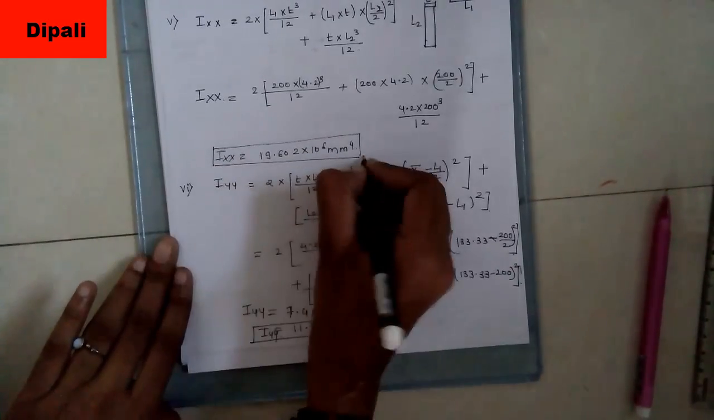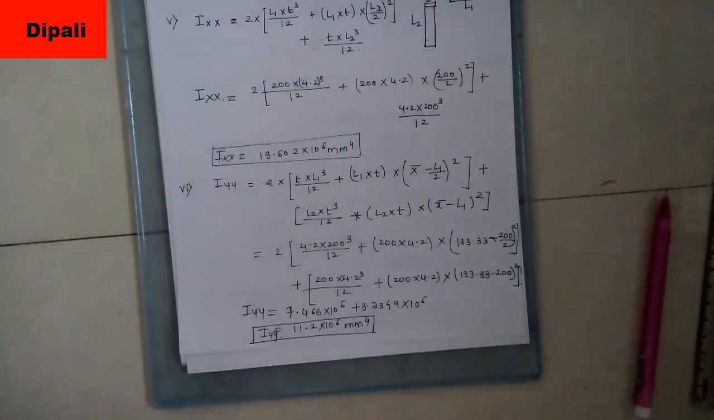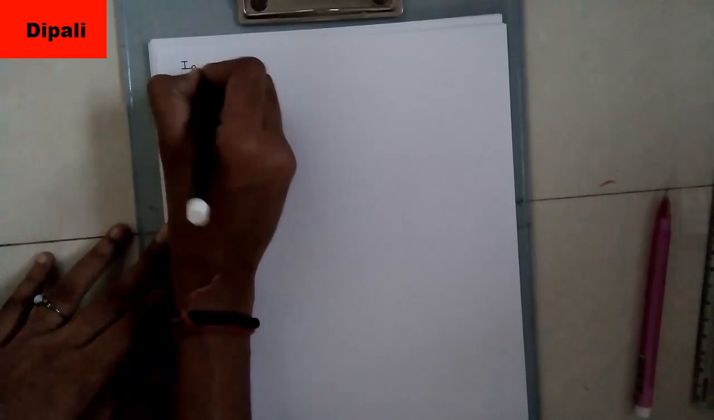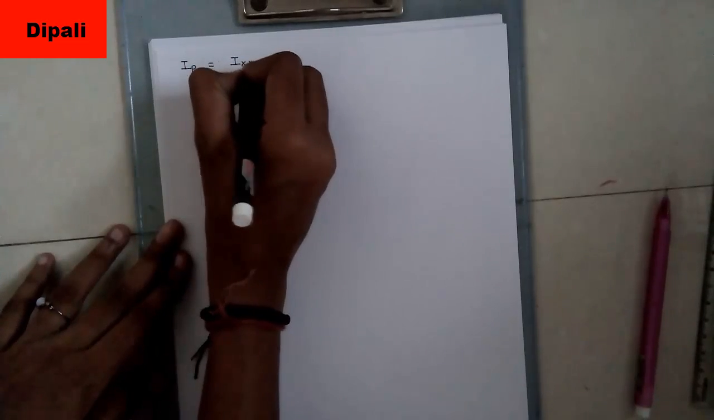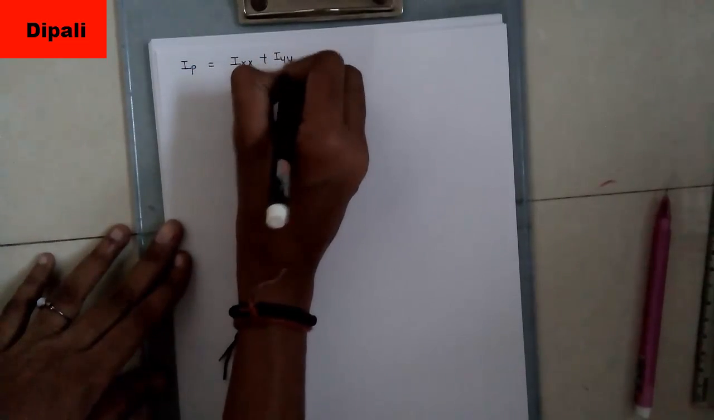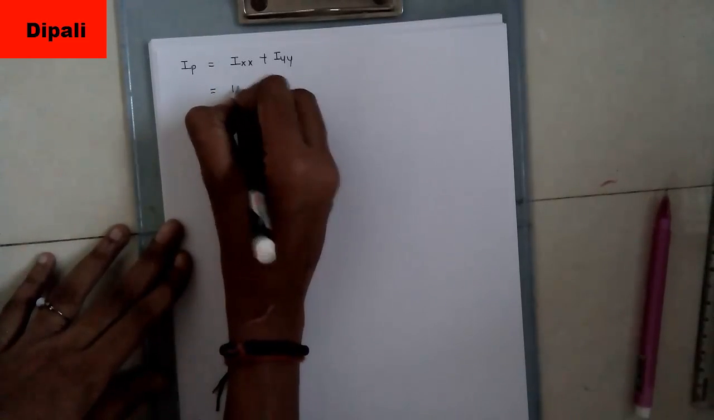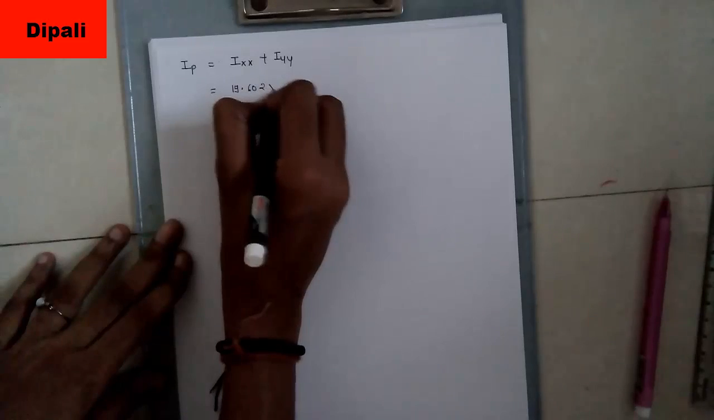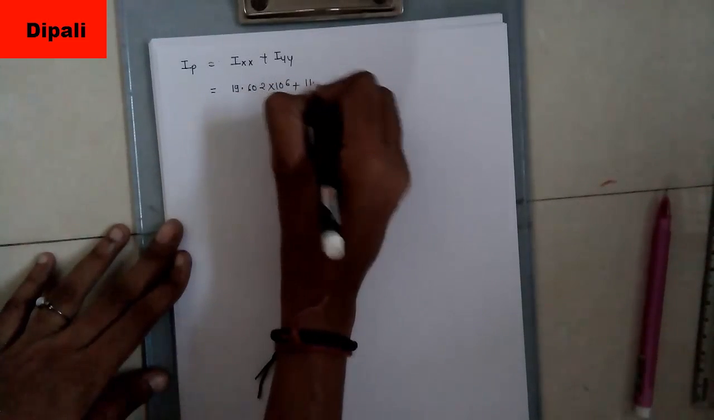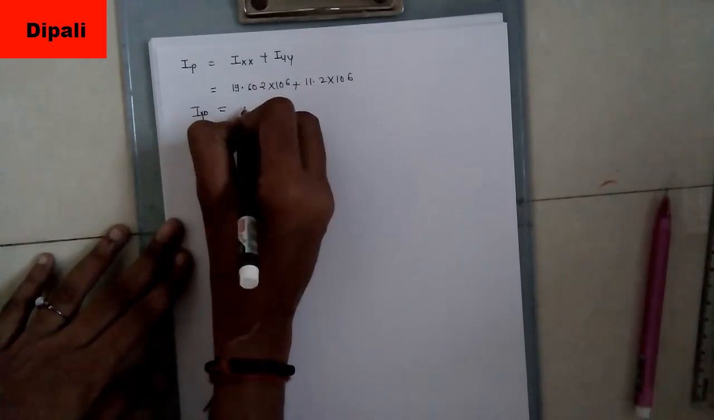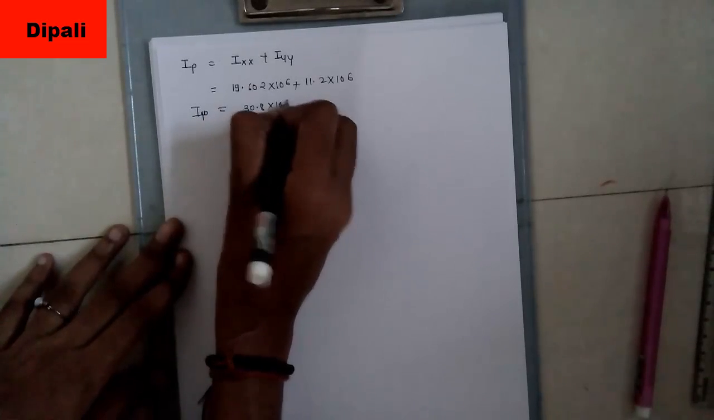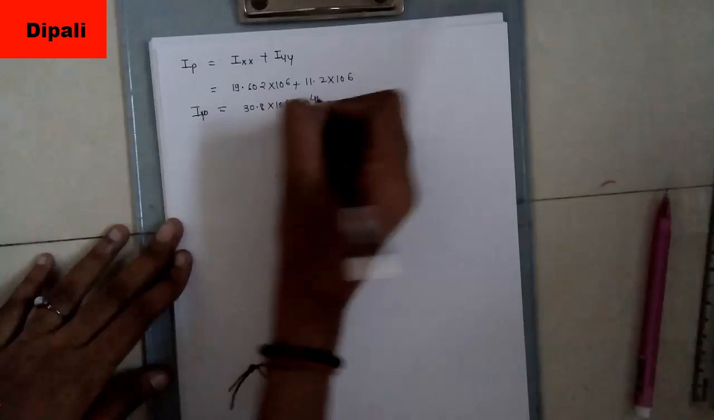After that we have to calculate the polar moment of inertia of weld. Okay, this polar moment of inertia of weld is denoted by IP, which is Ixx plus Iyy. So we can calculate it: 19.02 into 10 to the power 6 plus 11.2 into 10 to the power 6. Okay, so IP equals to 30.8 into 10 to the power 6 mm to the power 4.